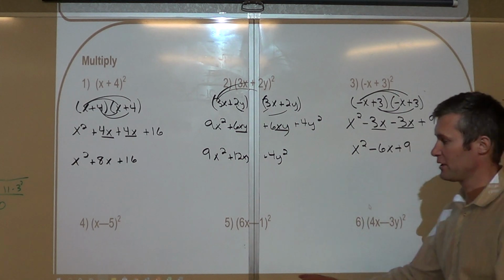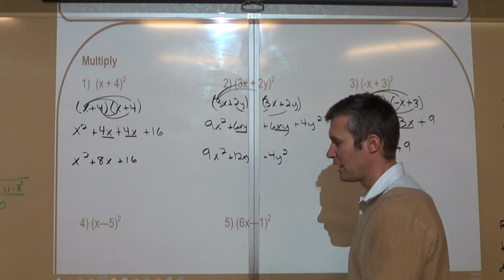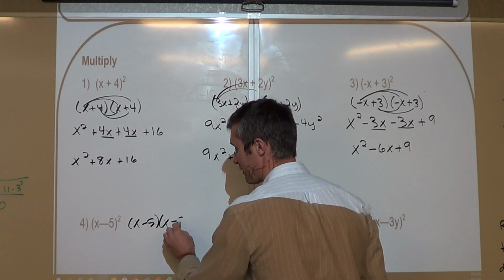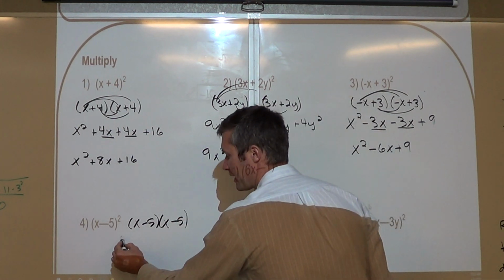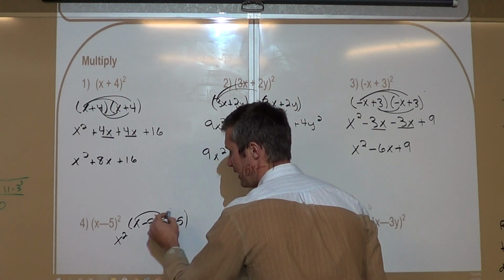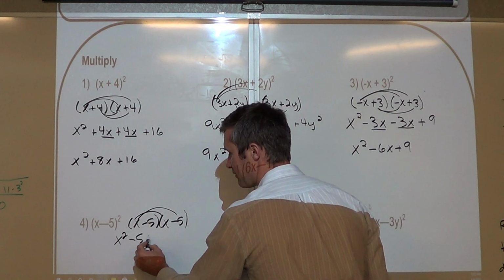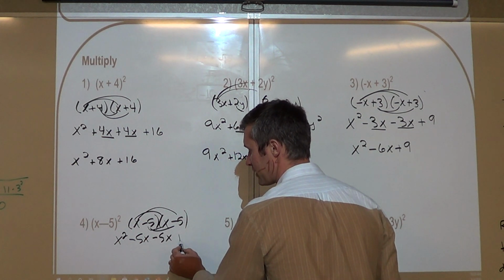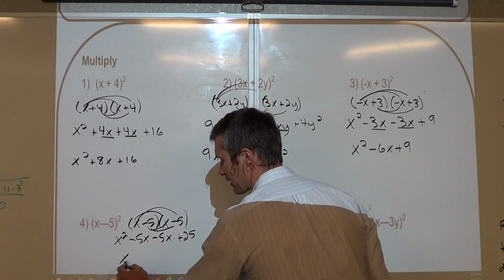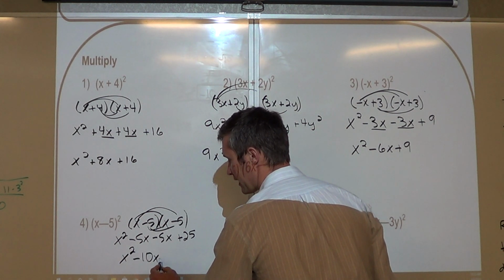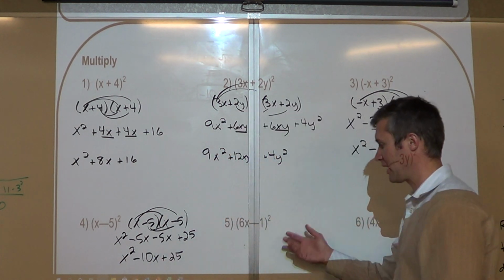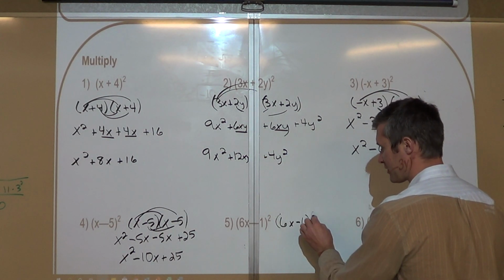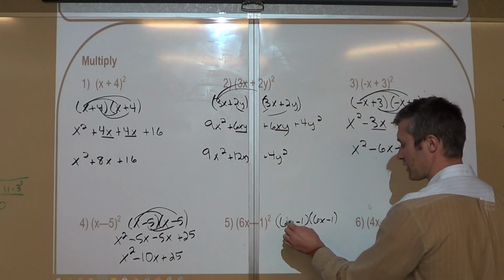Now, I just want to go through these bottom ones real quickly, because I want to show you something as you do it. So this is what it means every single time. We're multiplying. So x times x is x squared, x times negative 5 is negative 5x, negative 5 times x is negative 5x, and negative 5 times negative 5 is positive 25. Combine the middle two terms, gives me negative 10x plus 25.